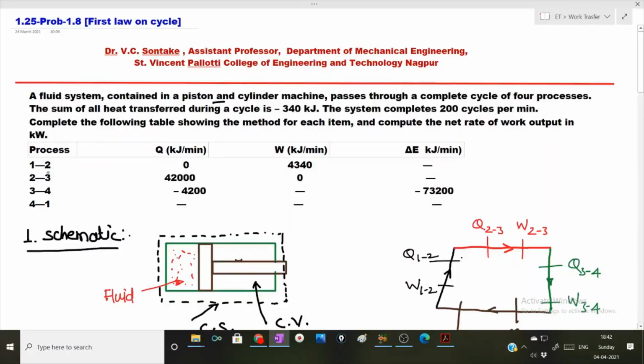So during process 1 to 2, Q, W and delta E values are 0, 4340, dash. 2 to 3, 42,000, 0, dash. 3 to 4, minus 4200, dash, minus 73200. Process 4 to 1, dash, dash, dash.